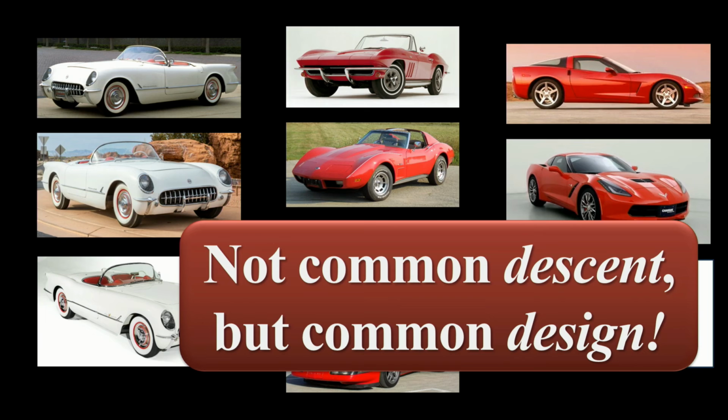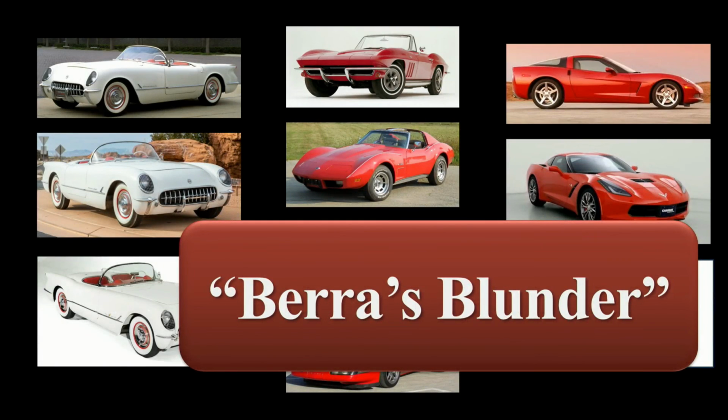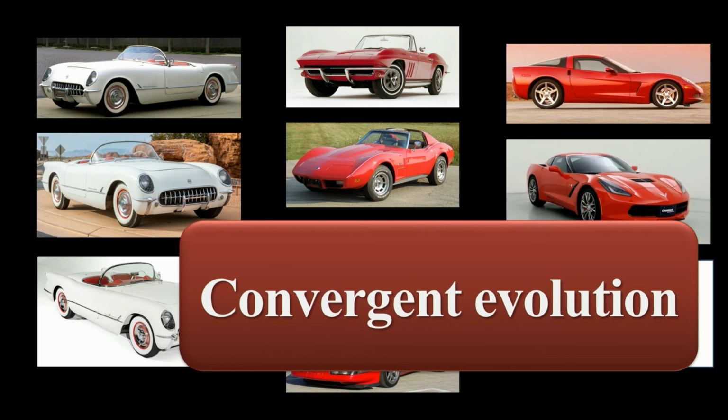The 1953 Corvette did not give birth to the 1954 Corvette. The 1954 Corvette did not court a young 1954 Corvette, fall in love, get married, and 9 months later out popped the 1955 Corvette. No, the engineers at Chevy designed all these over time, and they designed them with certain features, and for certain purposes. This has been referred to as Barra's blunder. And this could also be an example of what's called convergent evolution.